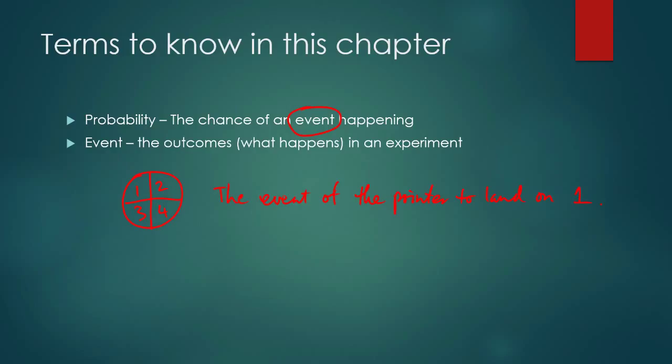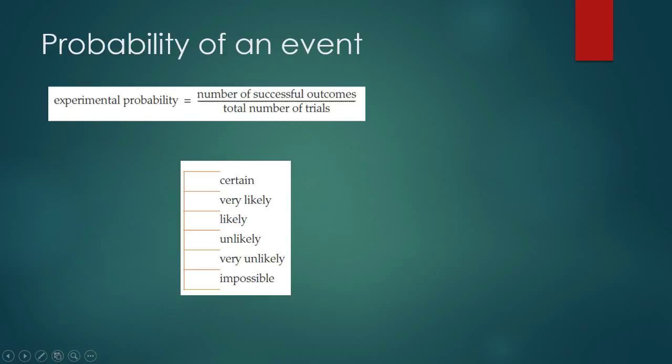Now, events don't necessarily have to be successful. For example, obviously we have a chance of success if it lands on a 1, but we can also talk about the success of it landing on a 5. The probability of any given event is put here. The experimental probability is the number of successful outcomes over the total number of trials.